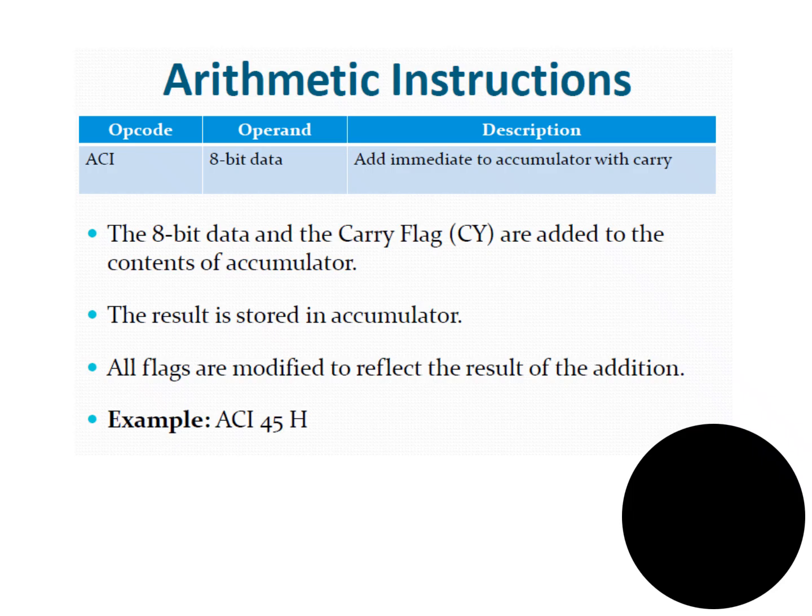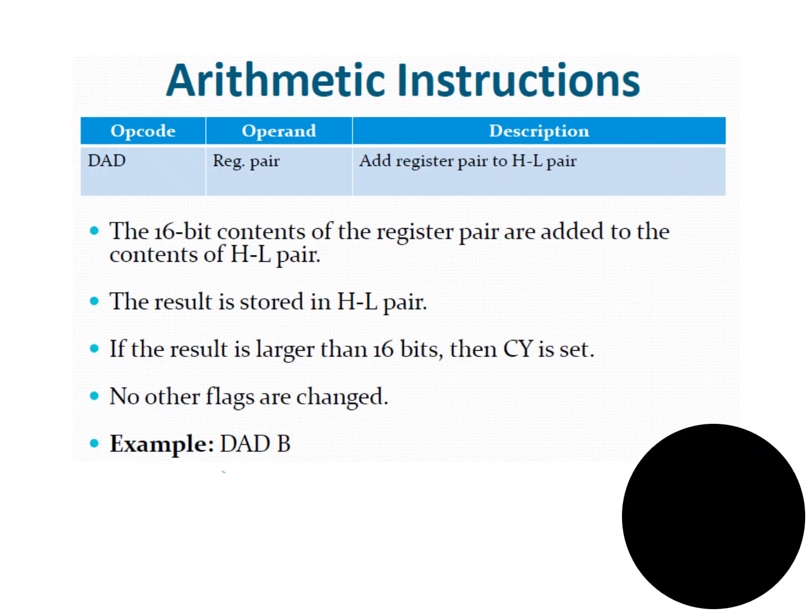Finally it will be added to the accumulator. Okay, so DAD is nothing but the double addition. So double addition is nothing but the 16-bit content of a register pair are added to the content of the HL register pair. So for example, DAD B means the content of the BC register pair will be added to the HL register pair, and finally it will be stored in the HL register pair. So a corresponding flag will be affected based on the result.